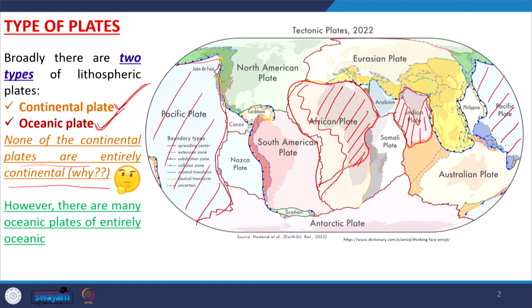So, I can say this continental plate is not independent. Always, or in the maximum cases, it is associated partly with the oceanic system. However, the oceanic plate is independent. That means it is composed of the oceanic system only. So, there are many oceanic plates of entirely oceanic origin, where only oceanic lithosphere is associated. However, with the continental plates, always and always some part of the ocean is associated with them.